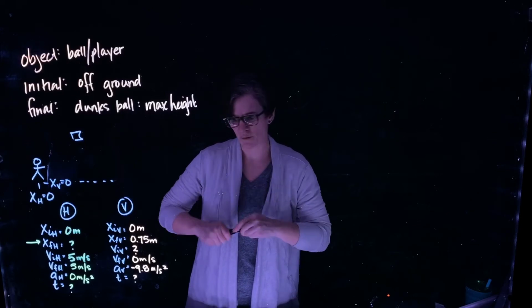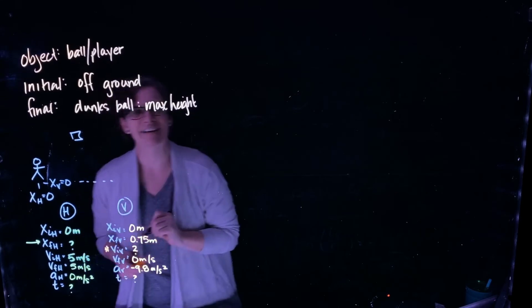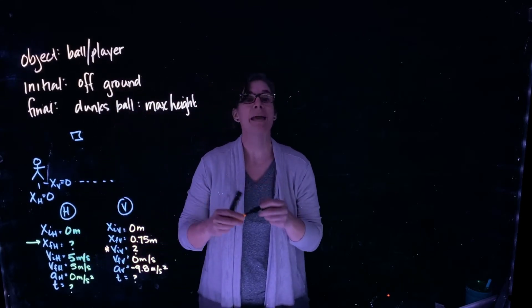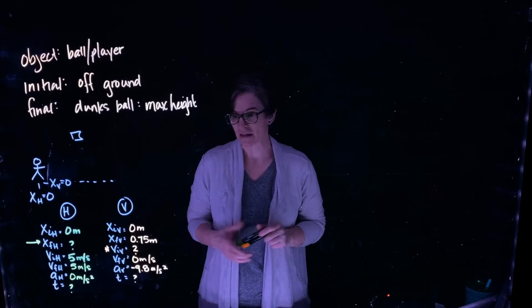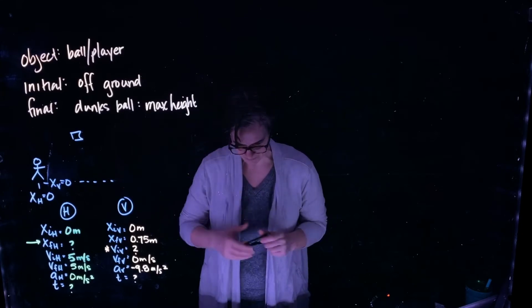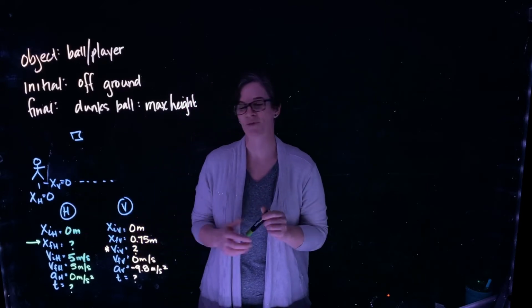And the second thing we were interested in is how fast does he have to jump vertically in order to make that dunk at its maximum? So those are our two variables of interest. So let's start with one of them. Let's start with our final position. That was the first one asked for.